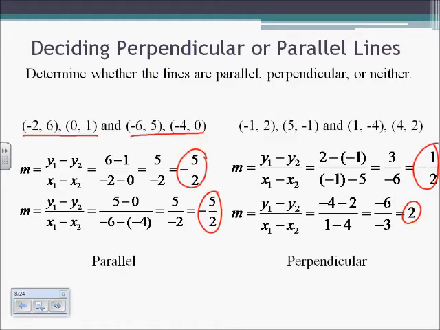The question comes up, is it neither sometimes? Does it ever happen? Yes, there's a lot of cases where lines are not parallel or perpendicular, they're neither. We just happen to show two examples where one was parallel and one was perpendicular.